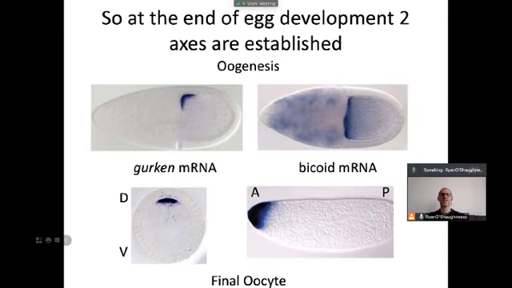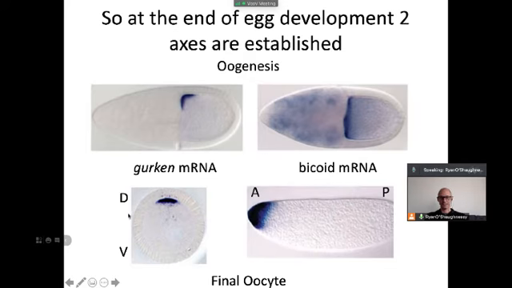So at this end of egg development, in the final oocyte, two axes are already established. During oogenesis, we can see here Gurken RNA deposited in the dorsal anterior region of the developing oocyte. Here, as I alluded to in the previous slide, you can see the nurse cells producing bicoid mRNA, but depositing it in the anterior portion of the developing oocyte.